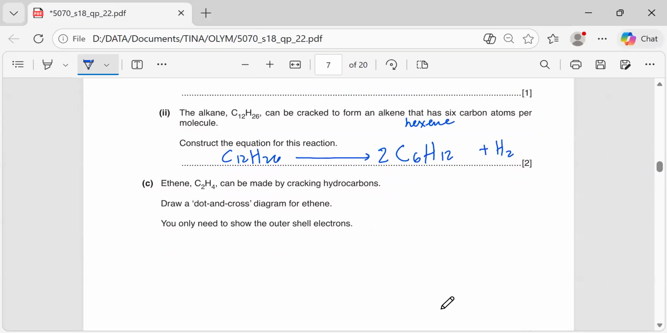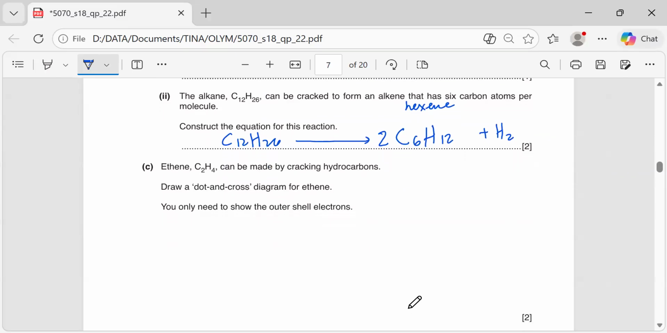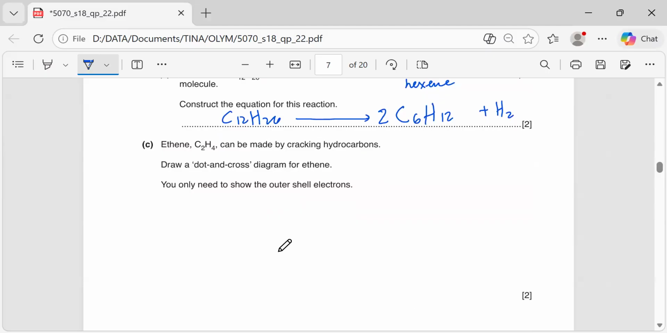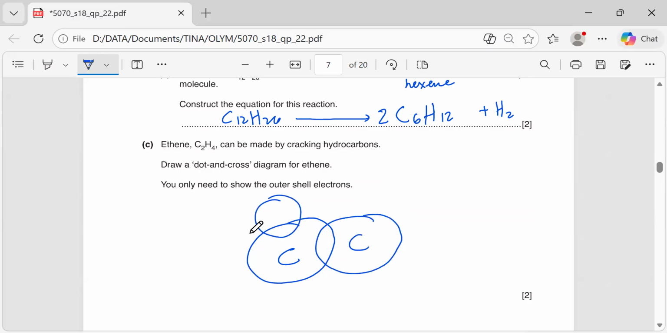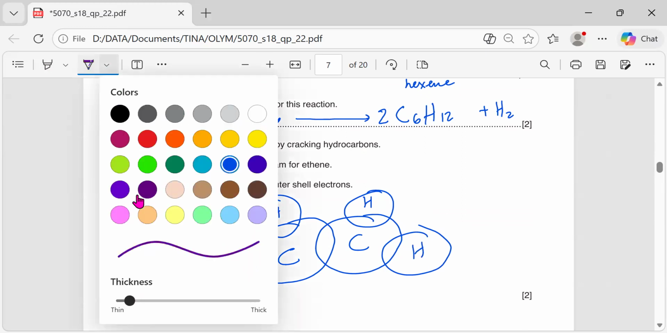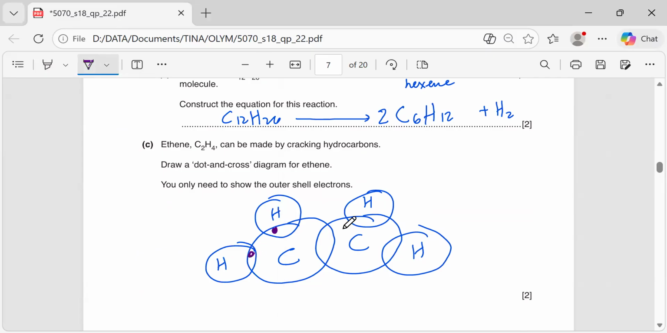Ethene can be made by cracking hydrocarbons. So a dot and cross diagram for ethene. If you don't know it's C2H4, then you need to learn. Each hydrogen has only one electron. So 1, 2, 1, 1. Carbon has 4. This one is a double bond. Okay? You do this correctly?